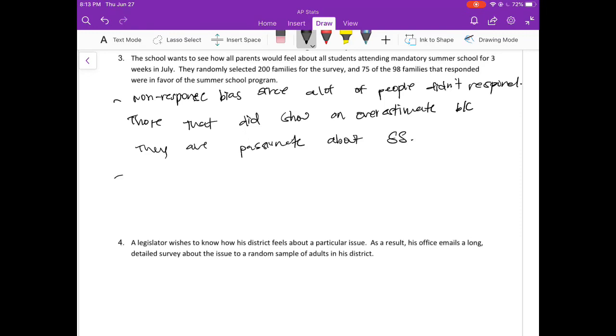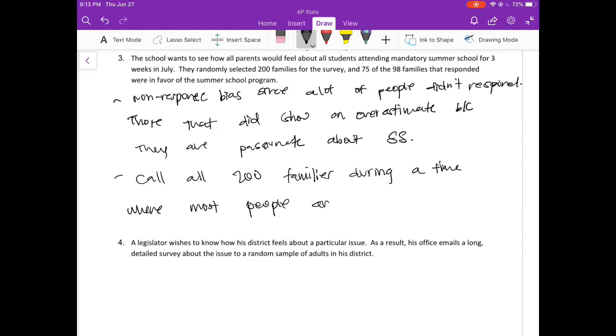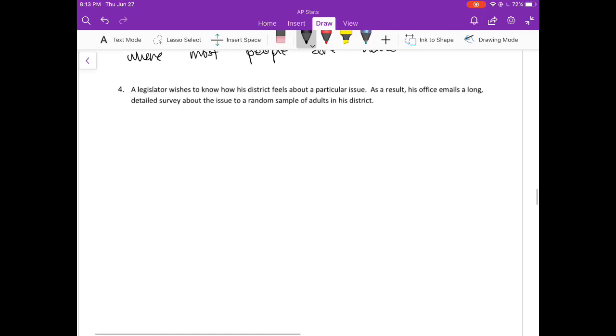To counter this, they should call all 200 families during a time where most people are home. Okay. Number 4, the last one.